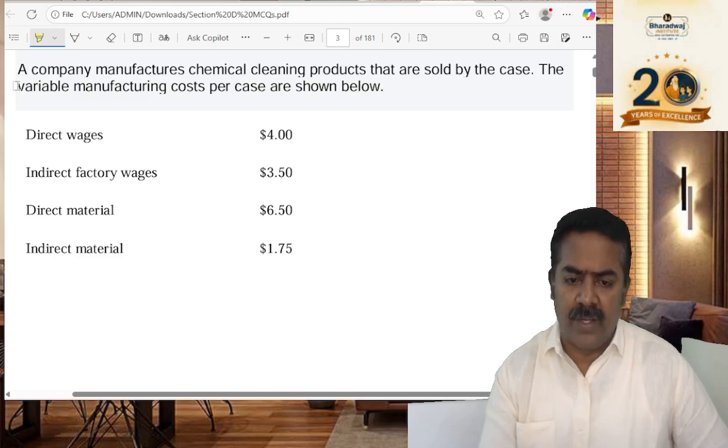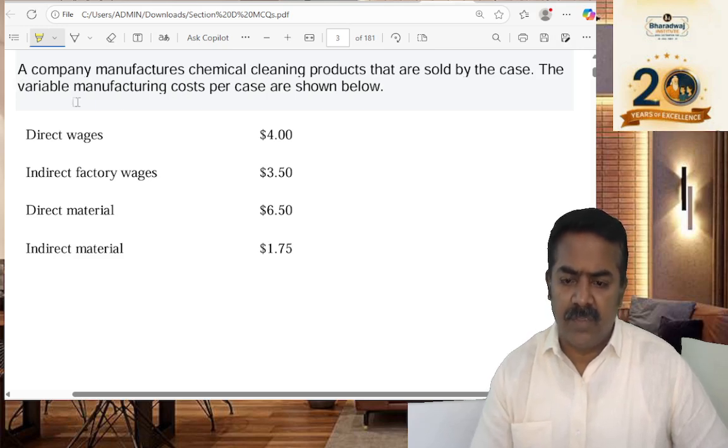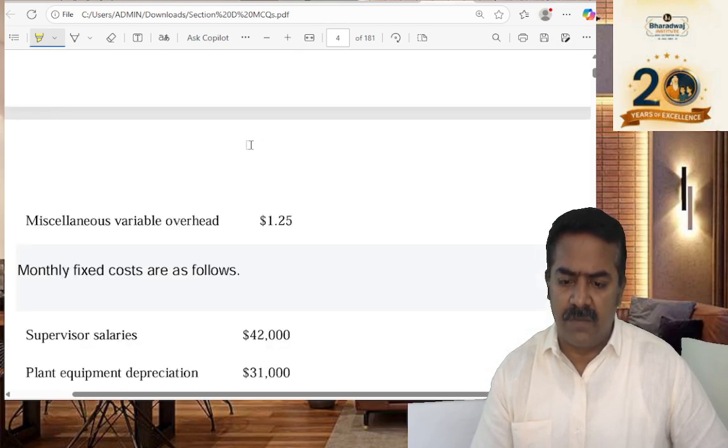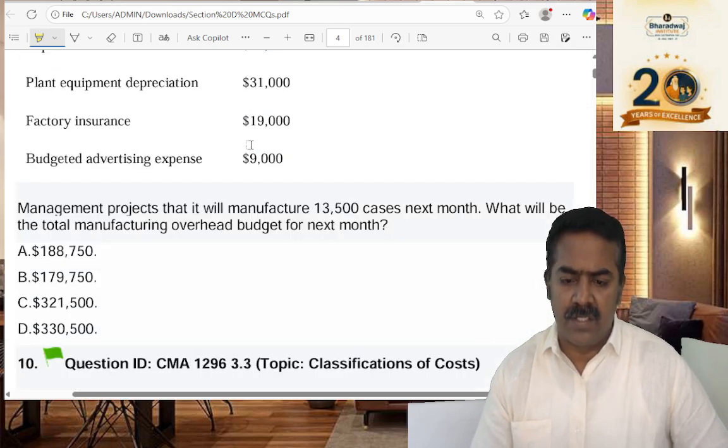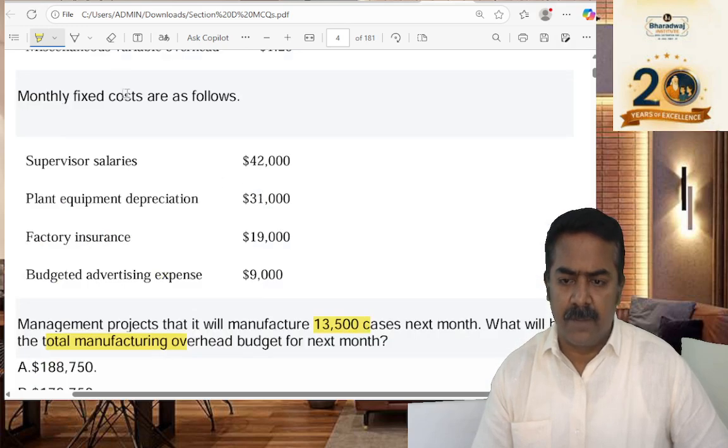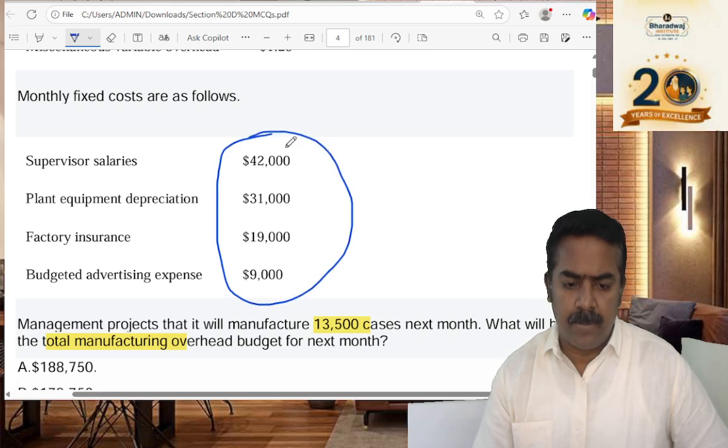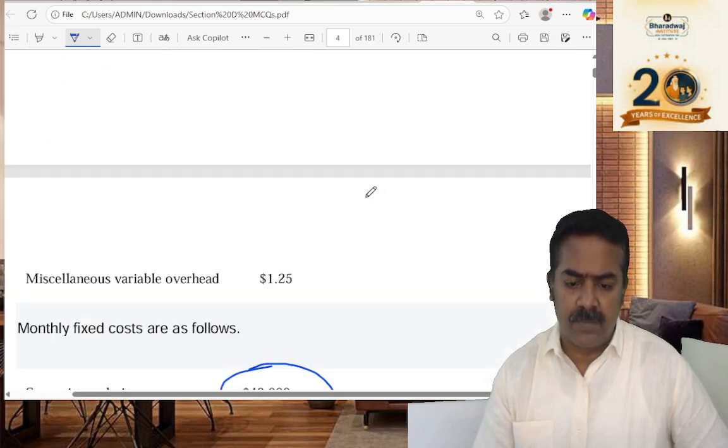They ask you to find out, variable manufacturing cost is given to us. Fixed cost is given to us. They will manufacture 13,000 cases. They ask you to find out total manufacturing cost. Now add up. What is the total of fixed cost and variable cost?